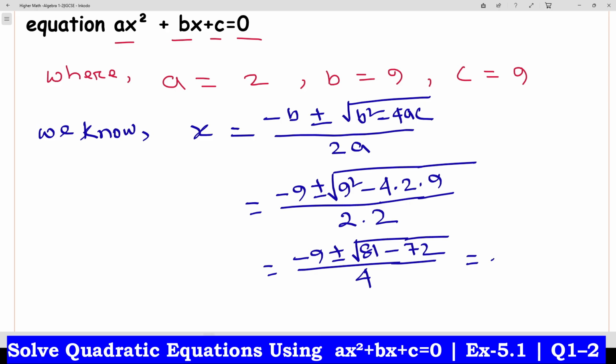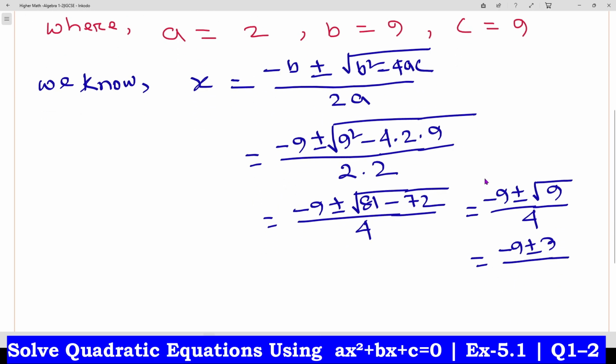So finally we get here minus 9, then plus minus 81 minus 72, it's a root 9, right? Because 81 minus 72 is 9, here is a root, and here is 4. So finally here is minus 9, then plus minus root 9 means 3. So here is 4.